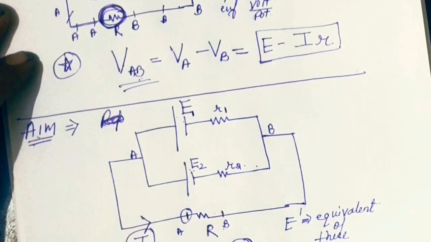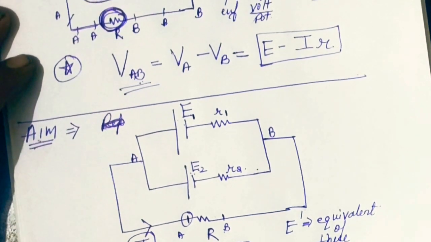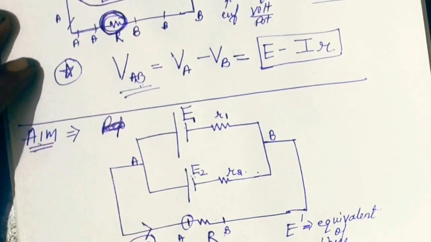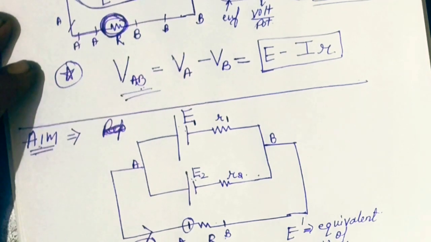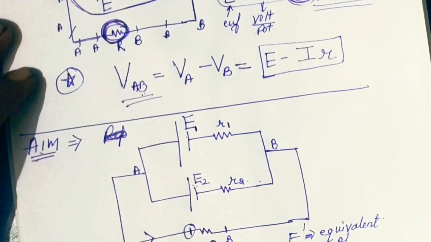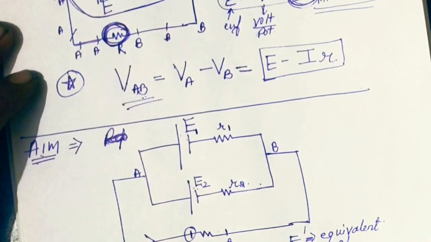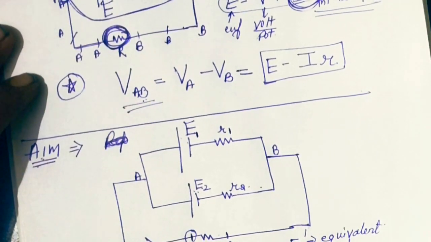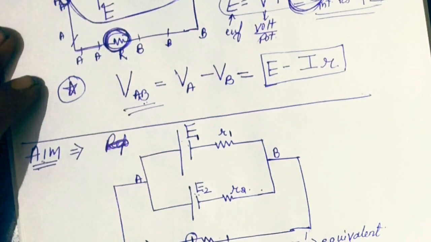And what is R dash? R dash is similarly the equivalent resistance of these two cells. Okay, so this is the aim of our today's topic. So how will I solve it?